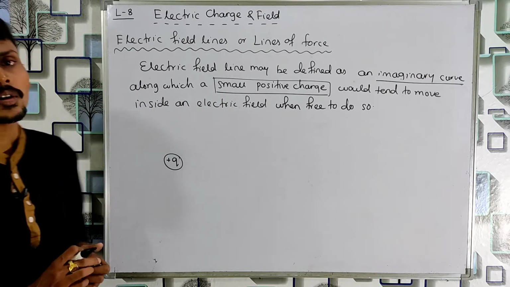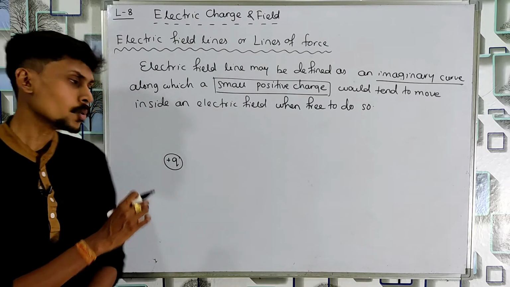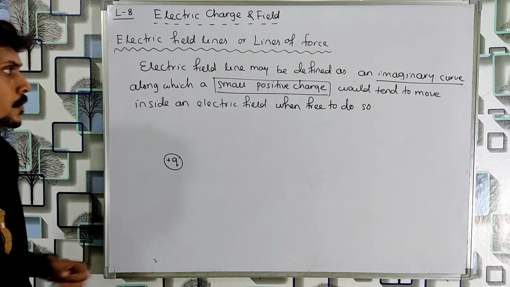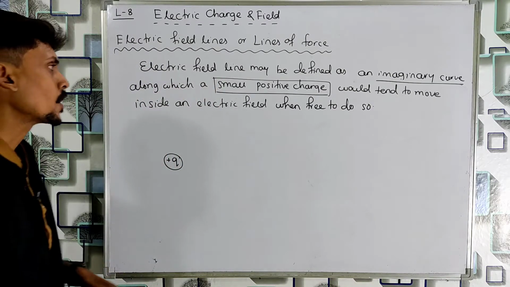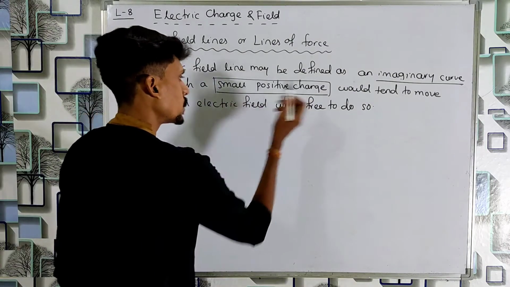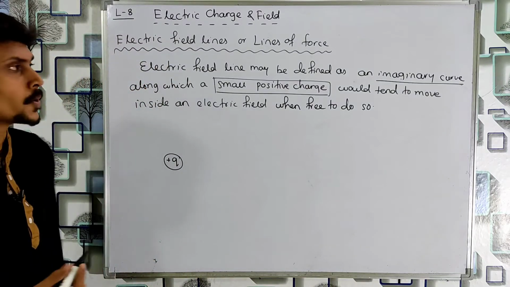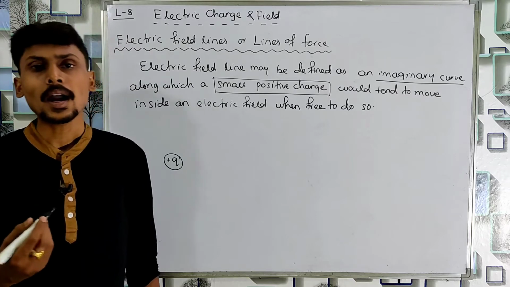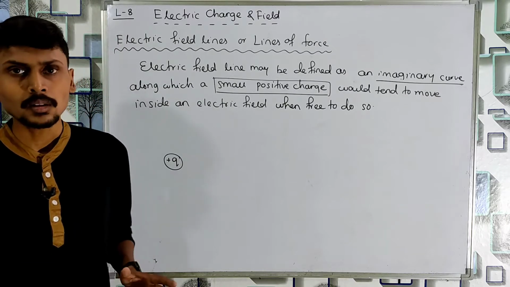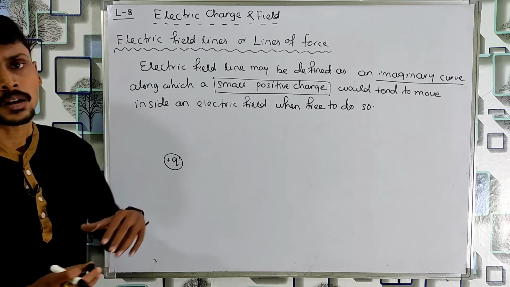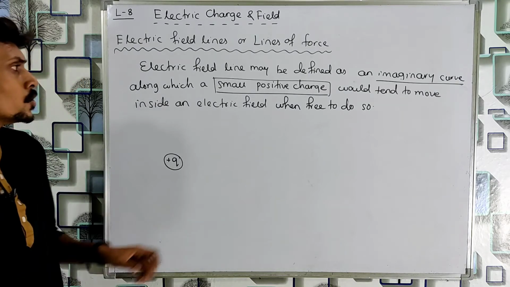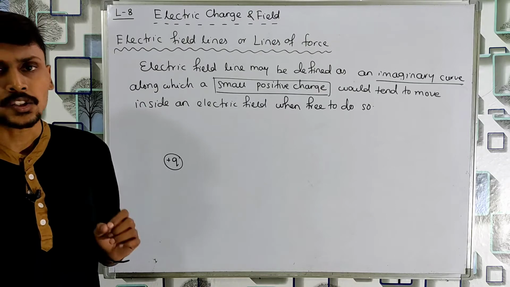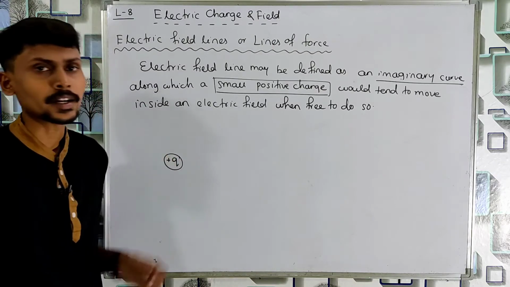Now we have to draw the electric field line due to this positive point charge. So how to draw it? Look at this process. You have to bring a small positive charge, or you can say a test charge, because we know that a test charge is always positive and its magnitude is very small compared to the source charge. So now I will bring a test charge Q0 and place it at any point inside the electric field.